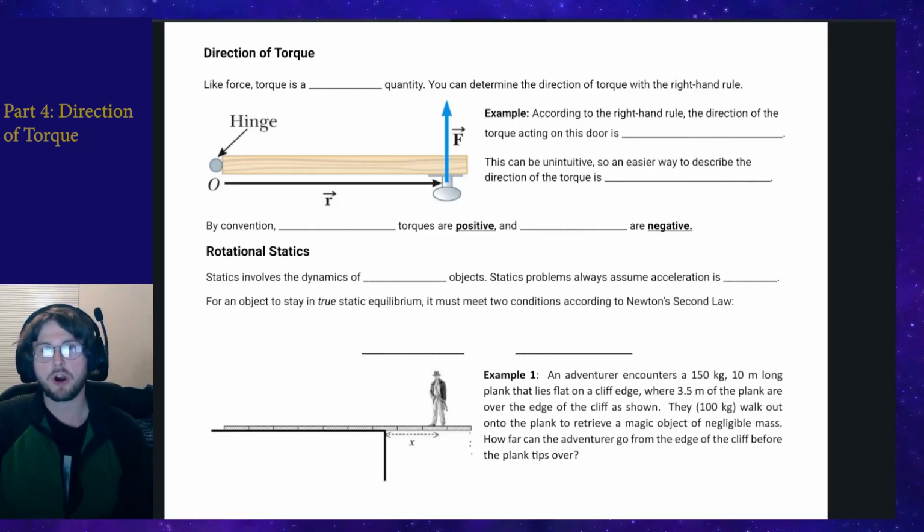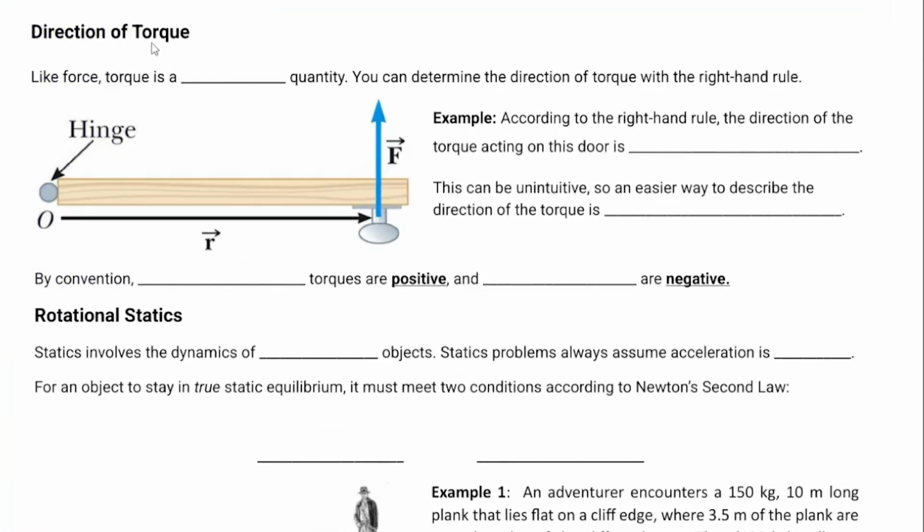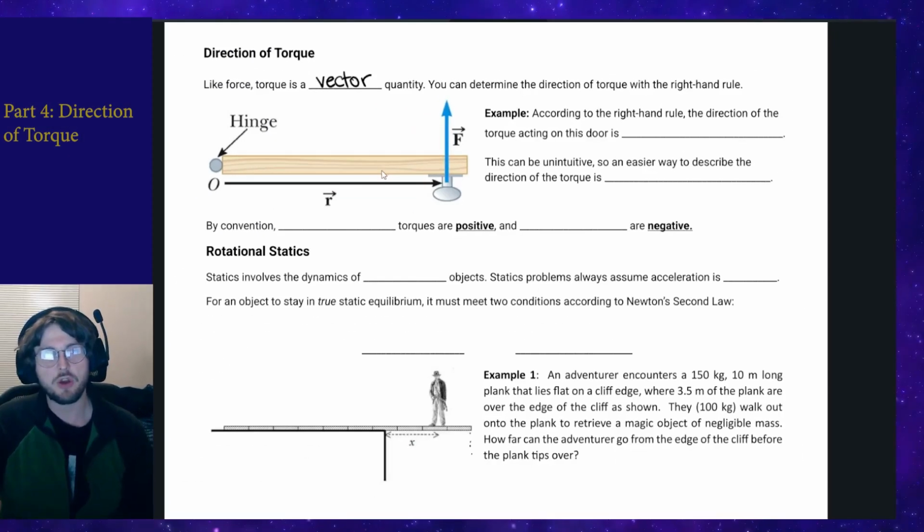The last thing I want to remark on is the direction of torque, because this is the thing that usually gets people's goat here. Like force, torque is a vector quantity. You can determine the direction of torque with the right-hand rule, like we mentioned earlier. So according to the right-hand rule, the direction of the torque acting on the door in this picture would be what? Pause the video and try it out.